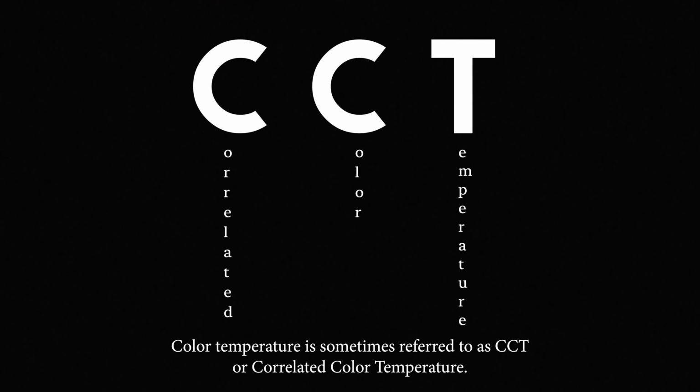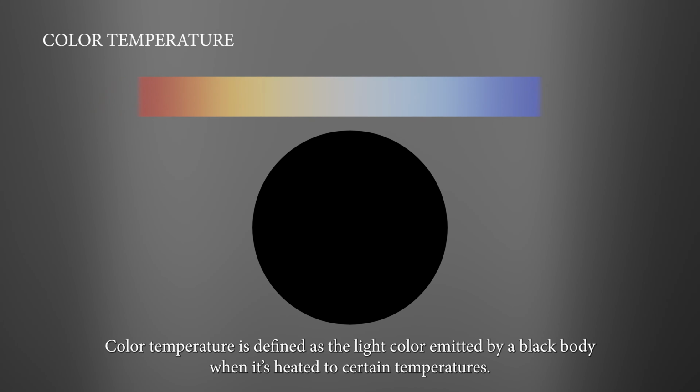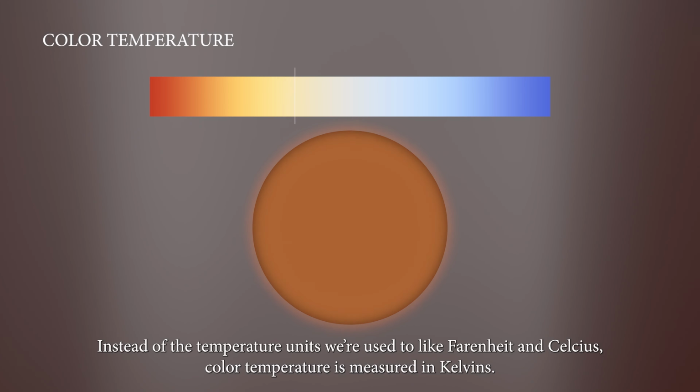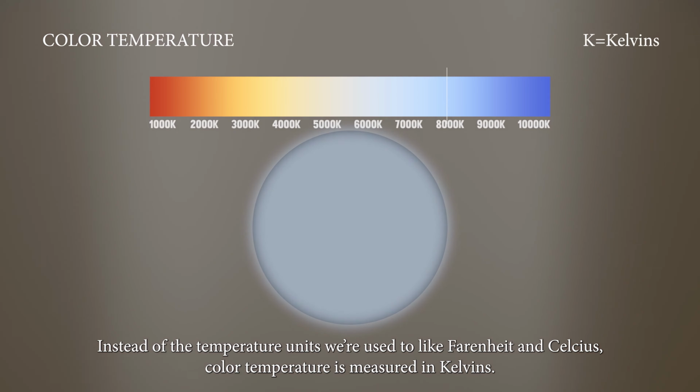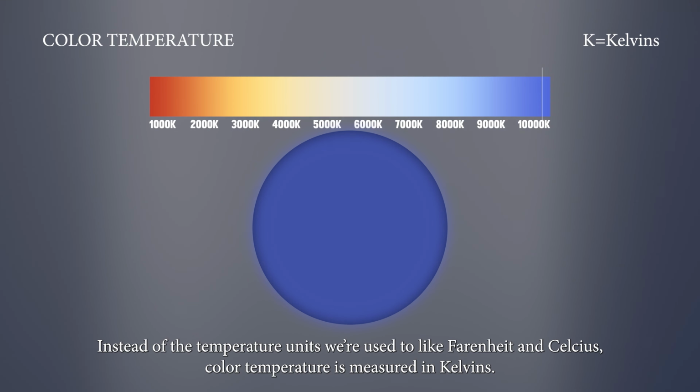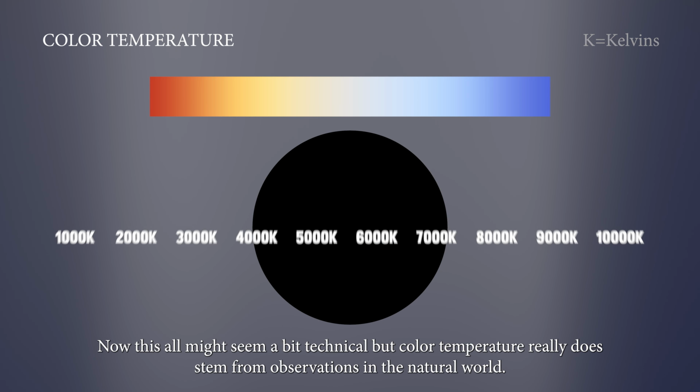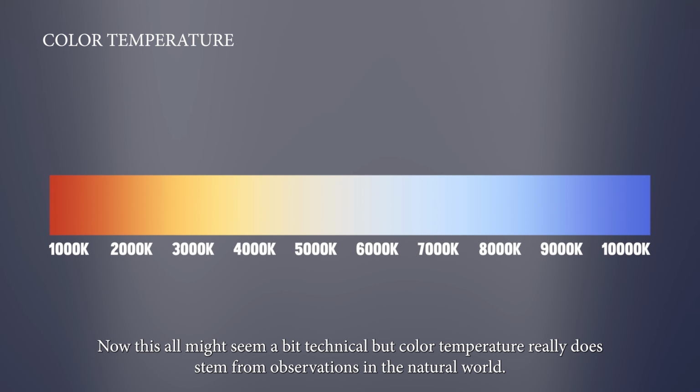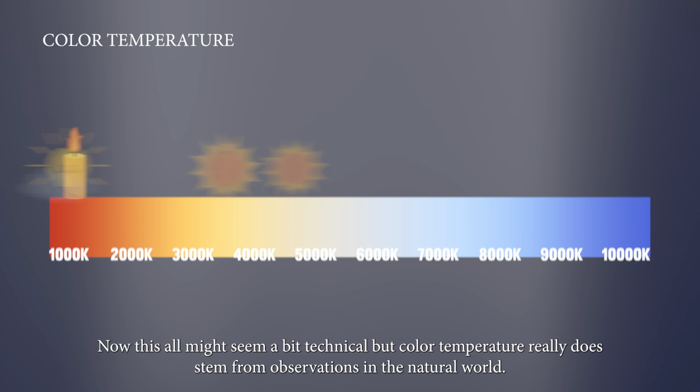So what is color temperature? Color temperature is sometimes referred to as CCT, or correlated color temperature. Color temperature is defined as the light color emitted by a black body when it's heated to certain temperatures. Instead of the temperature units we're used to, like Fahrenheit and Celsius, color temperature is measured in kelvins. Now this all might seem a bit technical, but color temperature really does stem from observations in the natural world.